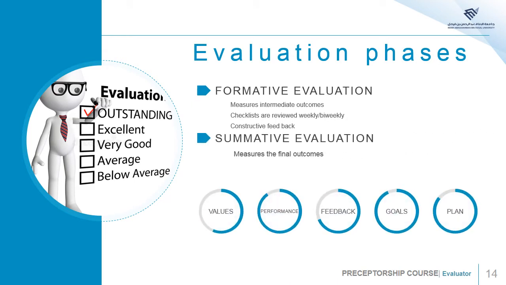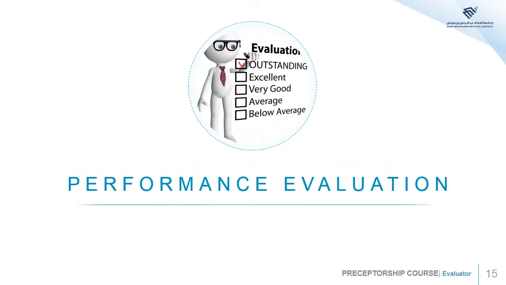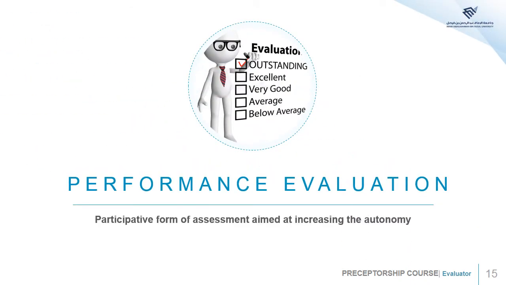The evaluation phases. The formative evaluation measures intermediate outcomes. Checklists are reviewed weekly or bi-weekly. Focus on giving constructive feedback. However, summative evaluation measures the final outcomes. Performance evaluation is a participative form of assessment aimed at increasing autonomy.